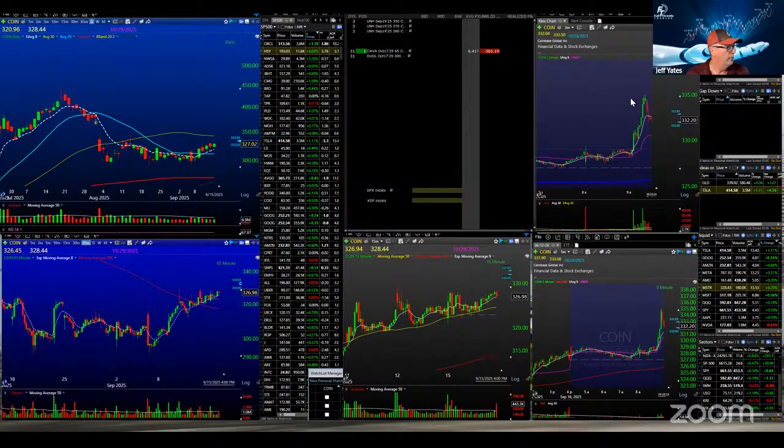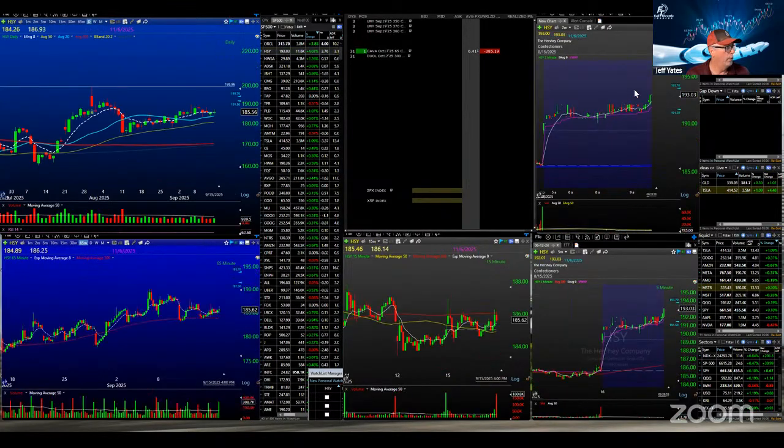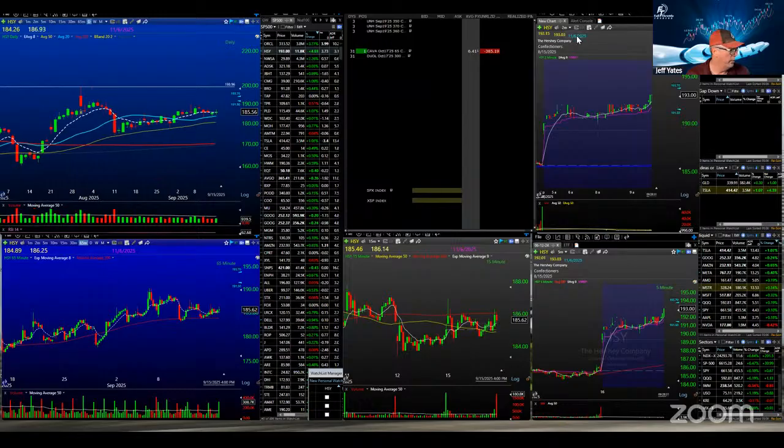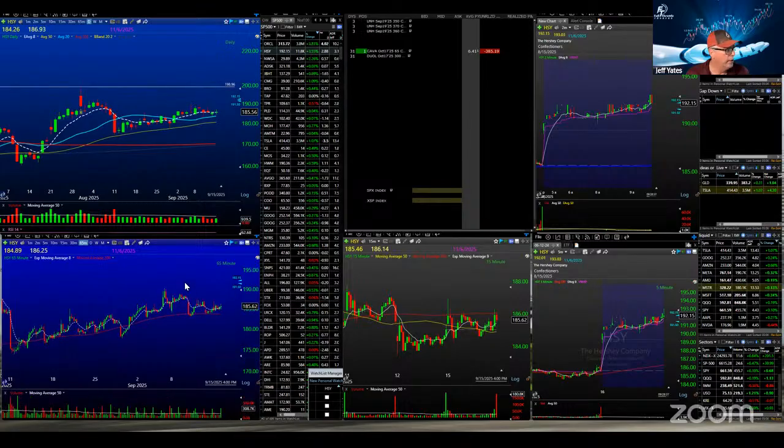I got Coinbase made a huge breakout here. Hershey had a little gap up this morning. I'm not sure why, not an earnings gap here. But Hershey's gapping up over here. Easter's not near us. Maybe it's Halloween. I don't know.